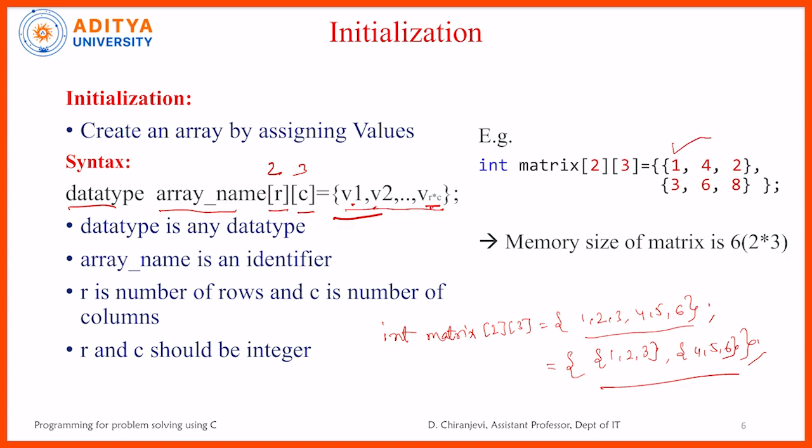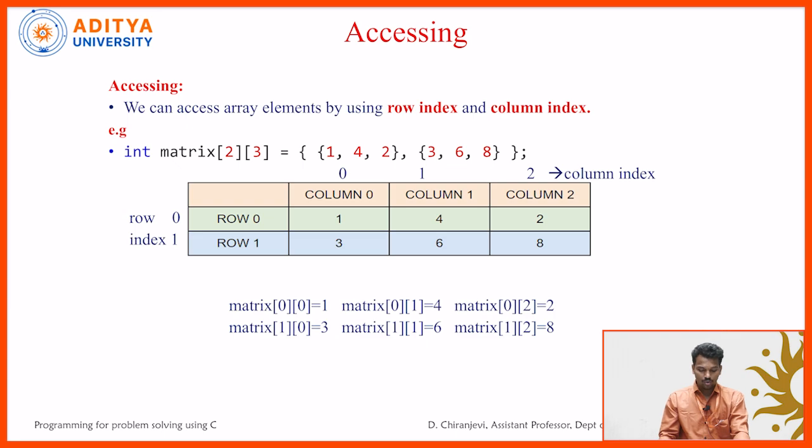So here also total 6 elements. So the size of the matrix is 6, and this is element size, not memory size. Memory size for 6 elements is 24 bytes. So R and C are the row size and column size, and they must be integers only. Okay, so R is the number of rows, C is the number of columns, and this matrix is the array name, which must follow identifier rules.